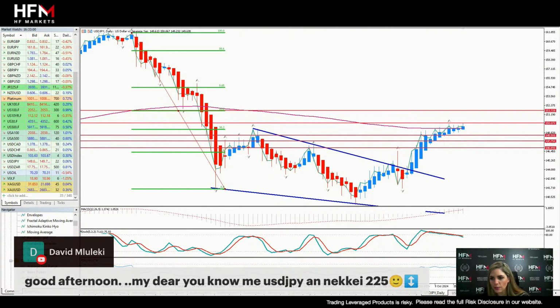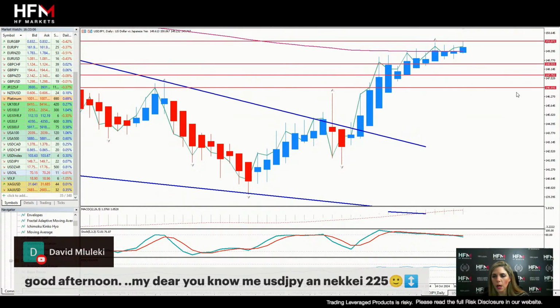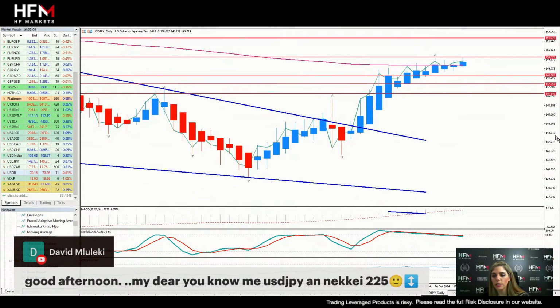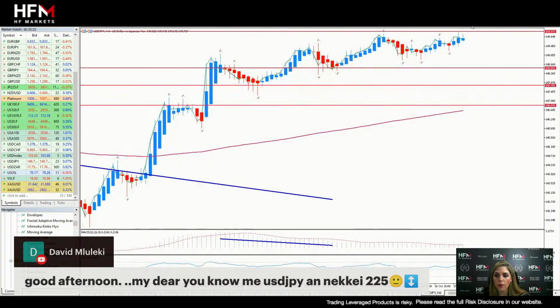Today it reached the 150. Okay, it's in a bullish bias, but for the medium term, at least for next week, you should see a confirmed closure above the 200-day moving average.